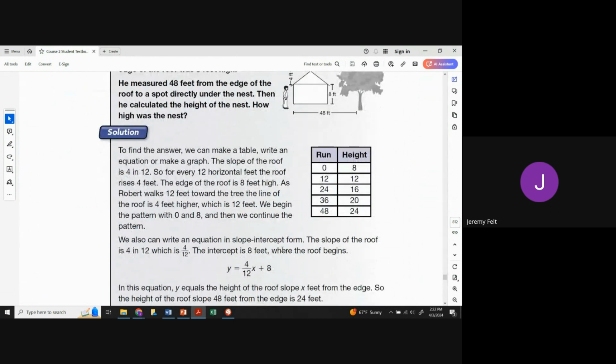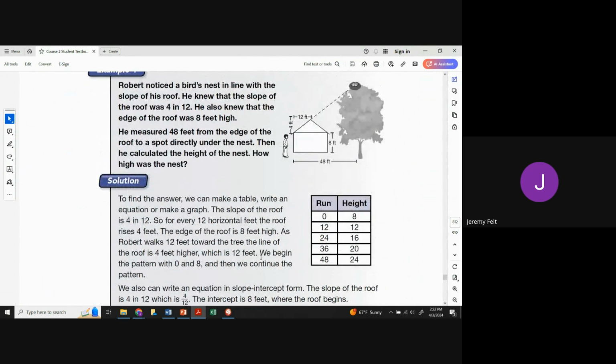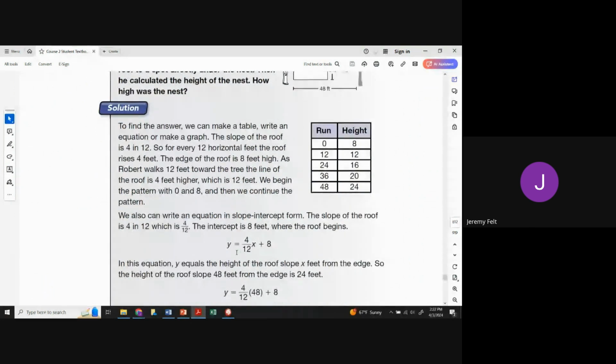And so we use our slope and our y-intercept, which is 8 feet high. So we're plus 8. This isn't an angle from the ground. It's the angle from the edge of the roof, which is 8 feet. And so that's essentially our y-intercept. So we get to this equation, 4/12. I would only reduce that to 1/3, but it's going to work out to be the same thing. So 1/3 x plus 8.